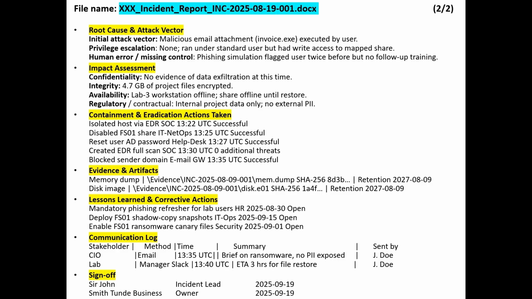Then the impact assessment based on the confidentiality, integrity, availability. Then the containment and eradication action taken. See the evidence and the artifact, and the lessons learned and corrective action. Then finally the communication log, what the mode of communication is. Then finally you sign off. So basically this is what you just need to know about the incident reporting template.